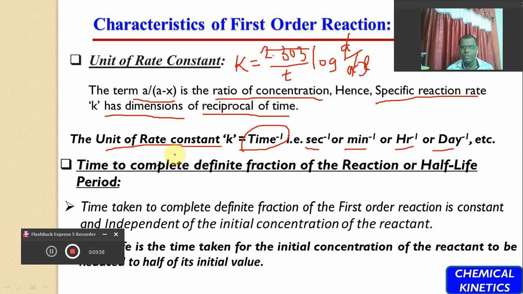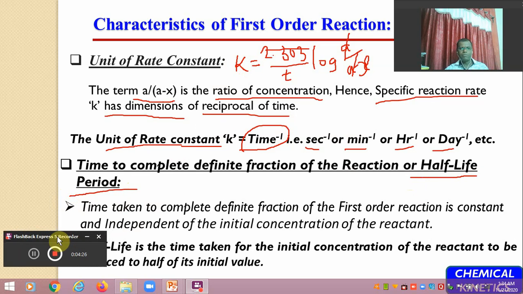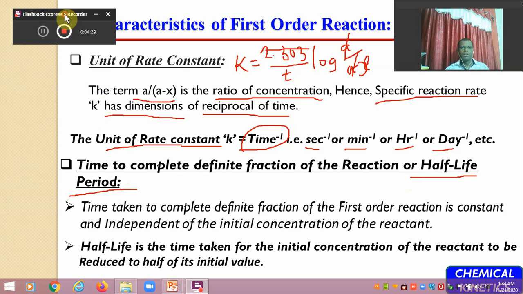Again, the second characteristic of the first order reaction is that it is possible to calculate or determine the time required to complete a definite fraction of the reaction. So we are able to determine the time required for the completion of a definite fraction of the reaction, or simply the half-life period of first order reaction can be calculated with the help of the same equation k is equal to 2.303 upon t log to the base 10 of a upon a minus x. First of all, we should know what is the time required to complete a definite fraction of the reaction, or the half-life period of the reaction.